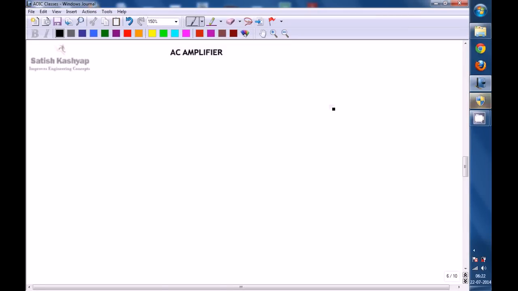Hello, today we are discussing AC amplifier using operational amplifier. So we are going to study the op-amp based AC amplifier. You may get a doubt that whenever an op-amp is going to amplify both AC and DC signals, why are we going to study about AC amplifier?